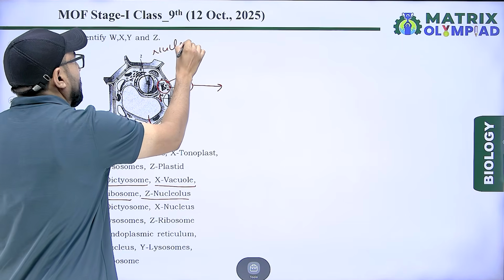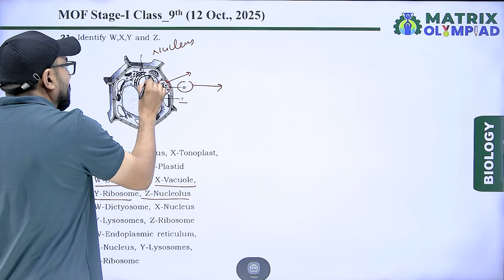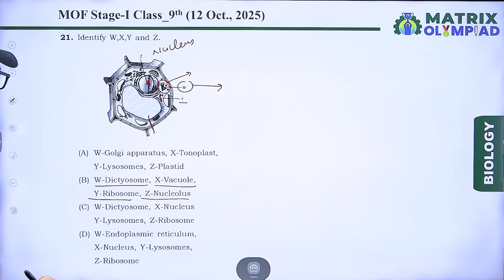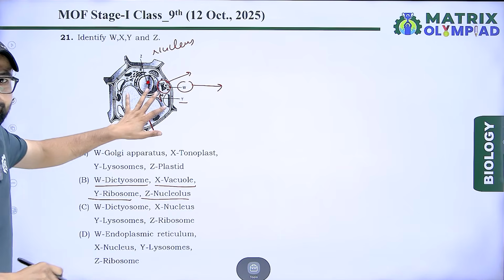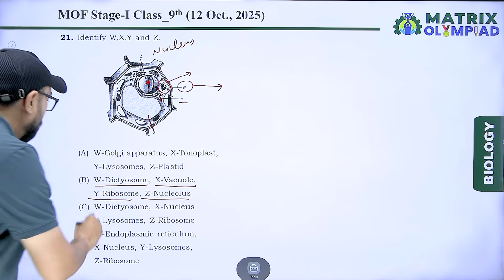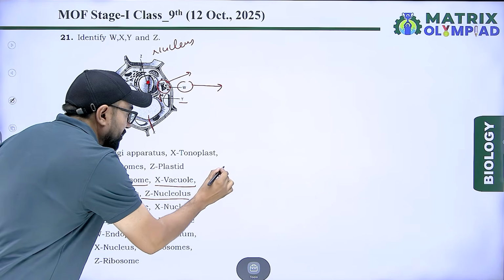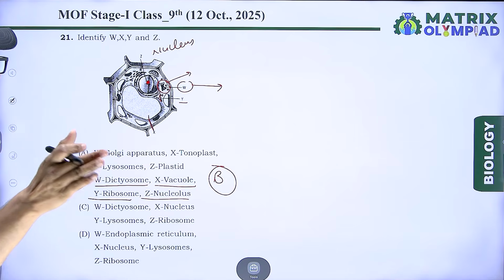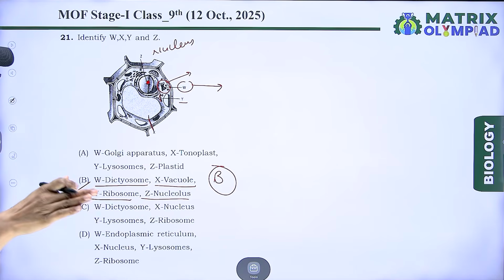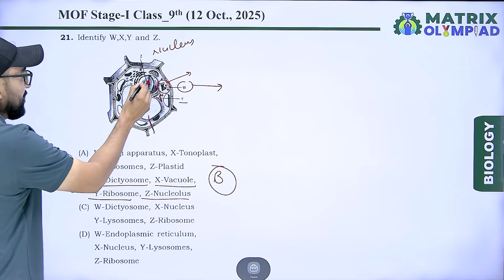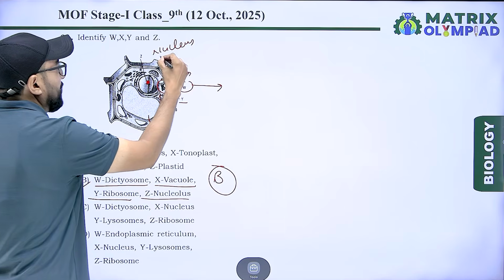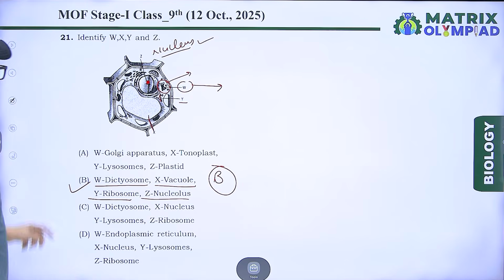In the nucleus, it is nucleolus. So according to this diagram, option B is the correct match for W, X, Y and Z. Z is nucleolus, present inside the nucleus.